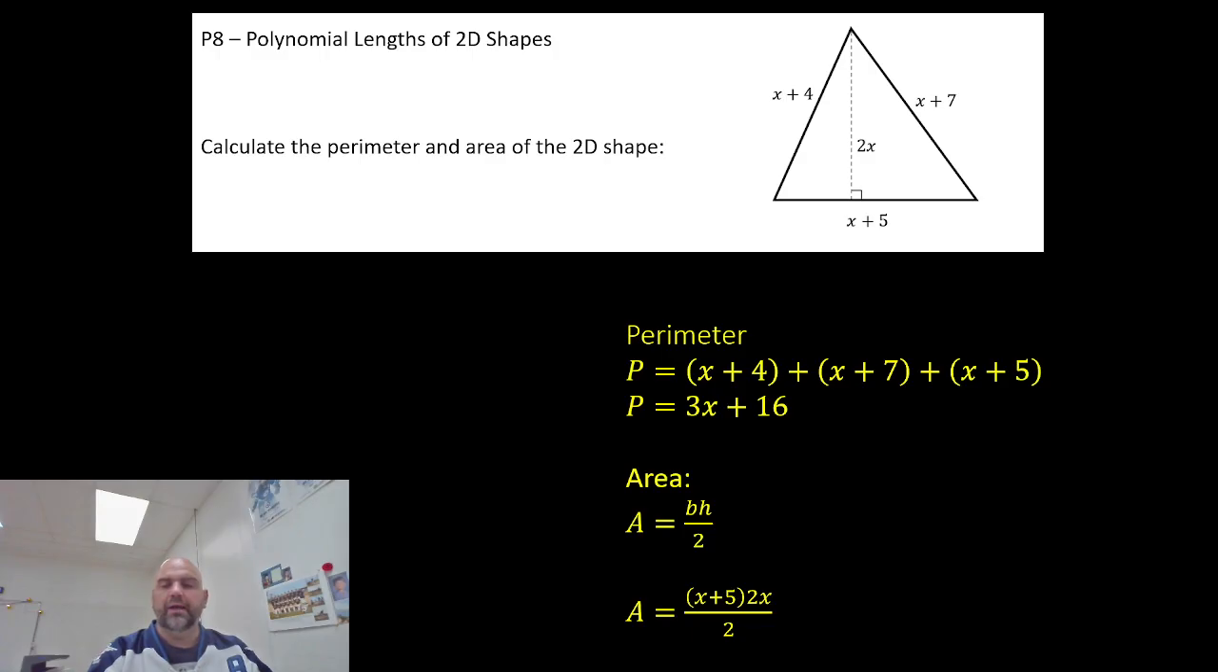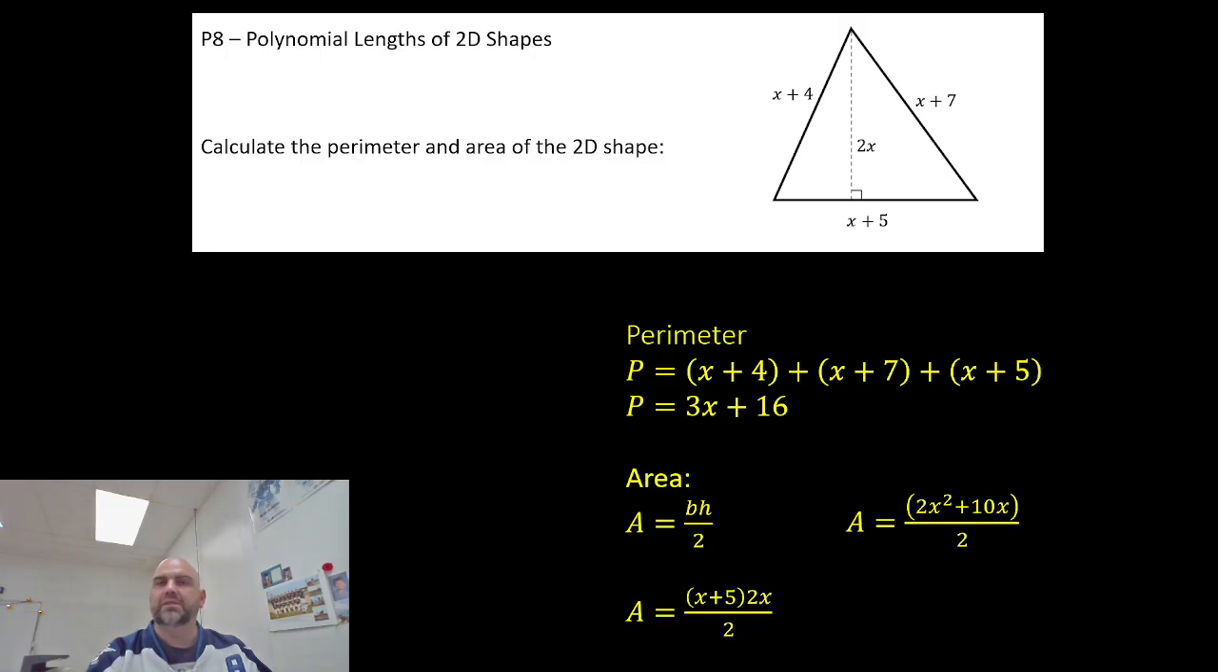When we multiply a term into a set of brackets, we need to multiply that term to both pieces inside the brackets. So 2x times x would be 2x squared, and 2x times 5 is going to be 10x. And it's going to look a little bit like this. So 2x squared plus 10x, and now we divide that all by 2.